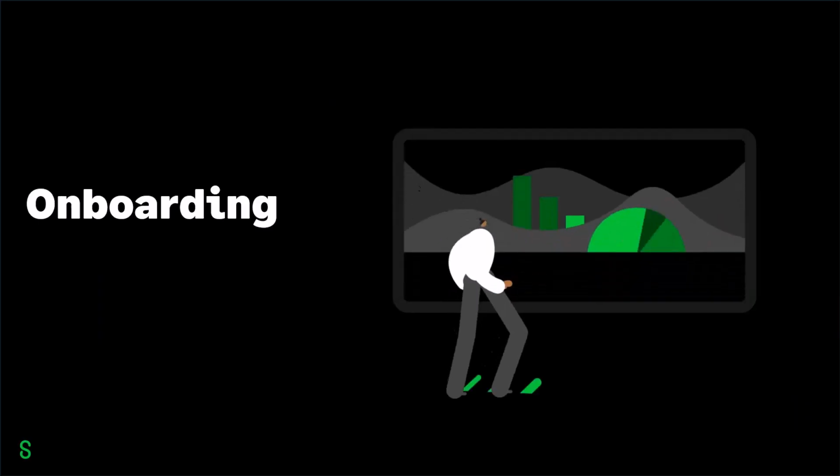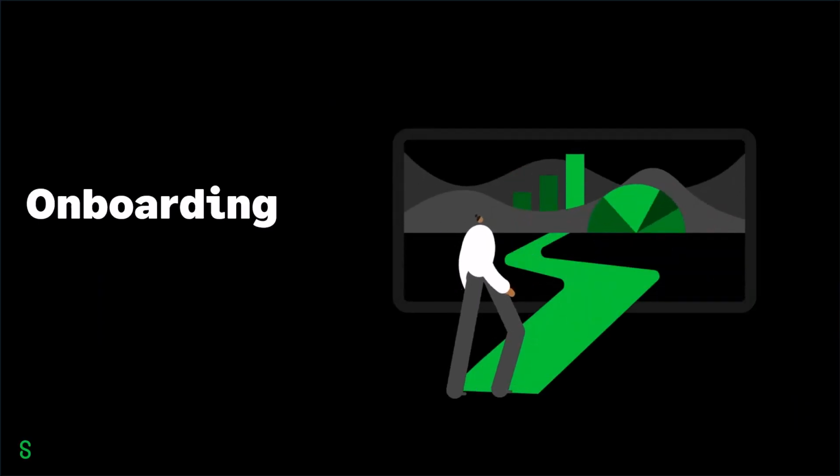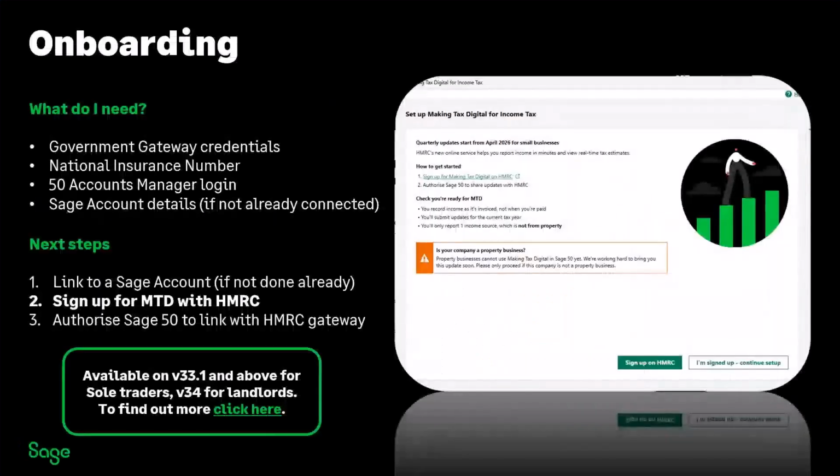Okay, so let's get stuck in. So the onboarding process is going to look a bit like this. So there's a few things you need to consider. So you need your Government Gateway credentials. You need your National Insurance number. You need to have access to the 50 Accounts manager logon, and also a Sage account if your company is not already linked to connected services.